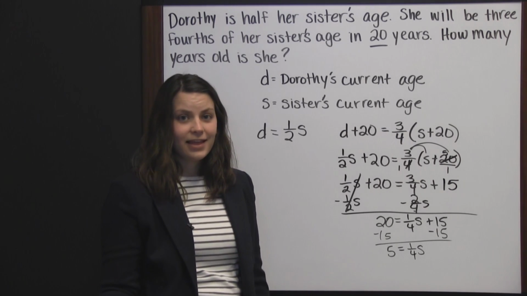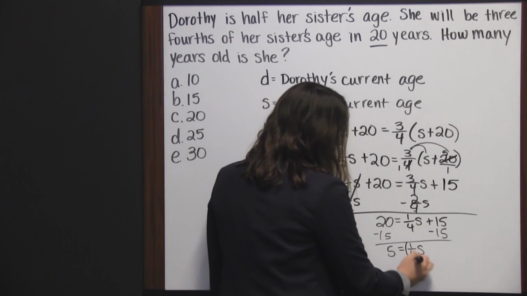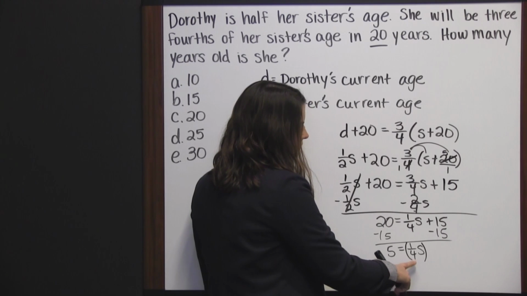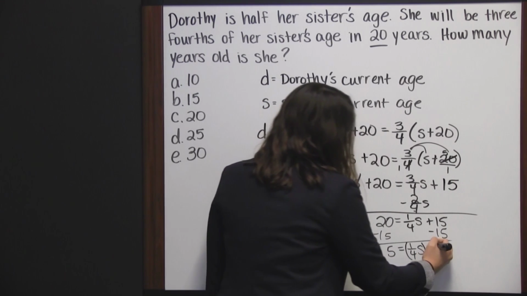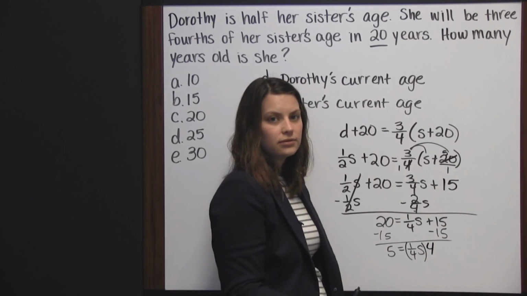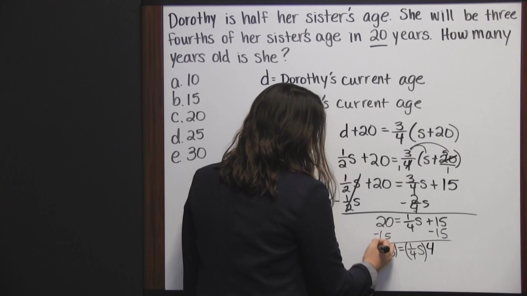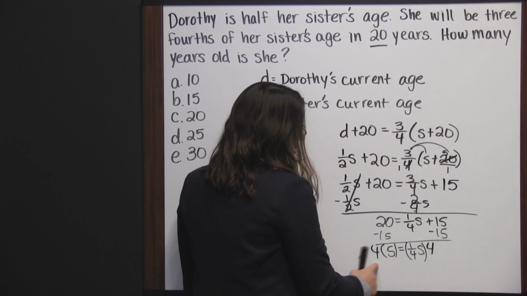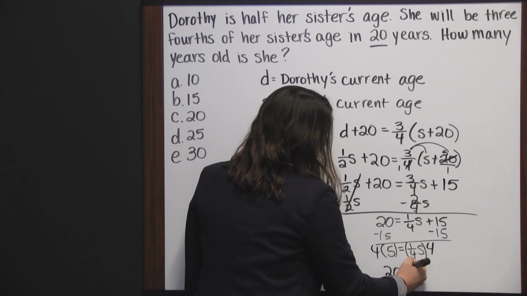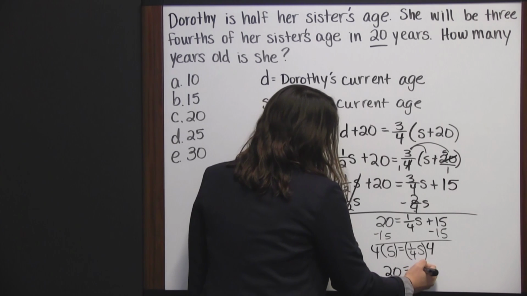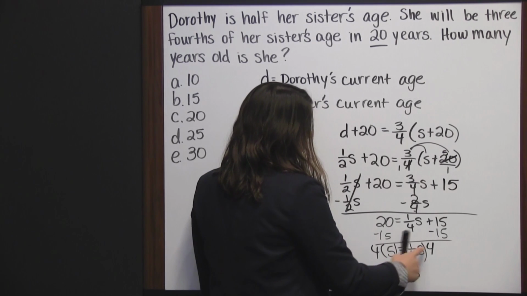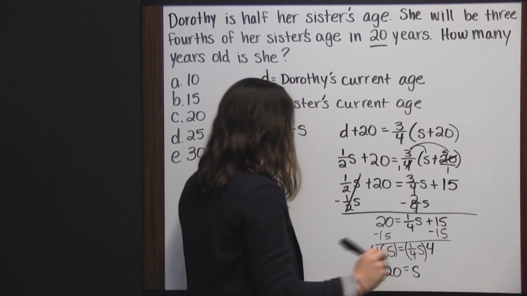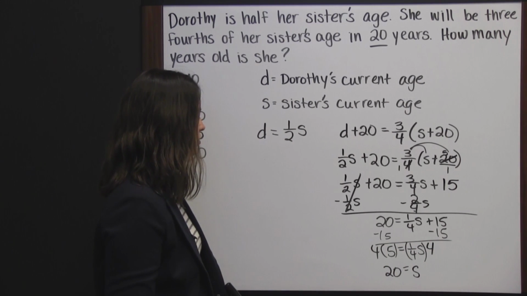So finally, I need to multiply both sides by the multiplicative inverse of 1/4, which is 4 over 1, or just 4. So multiply both sides by 4. 4 times 5 is 20, and 20 is her sister's age. 1/4 of 4 is 1. So we're left with S, the sister's age.